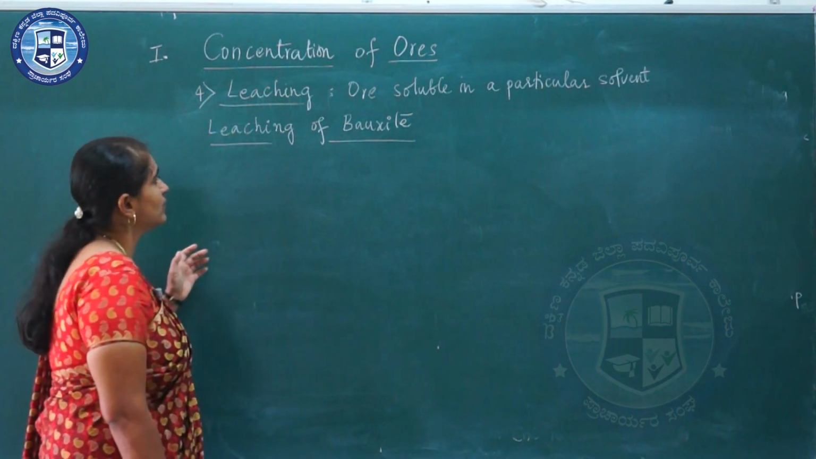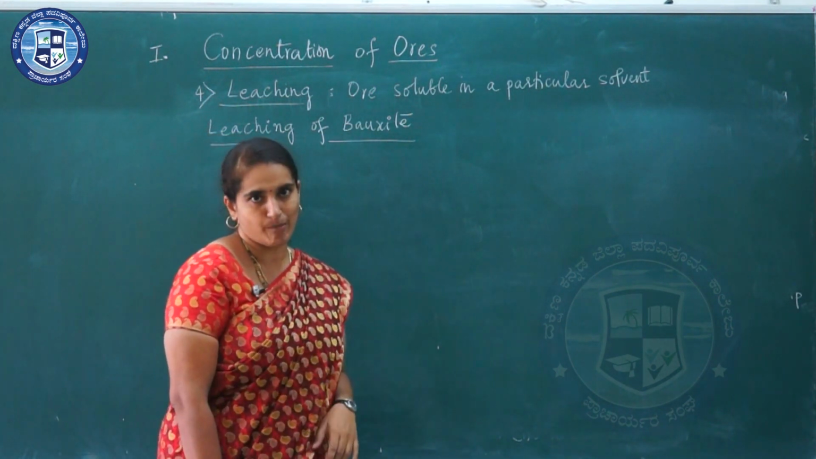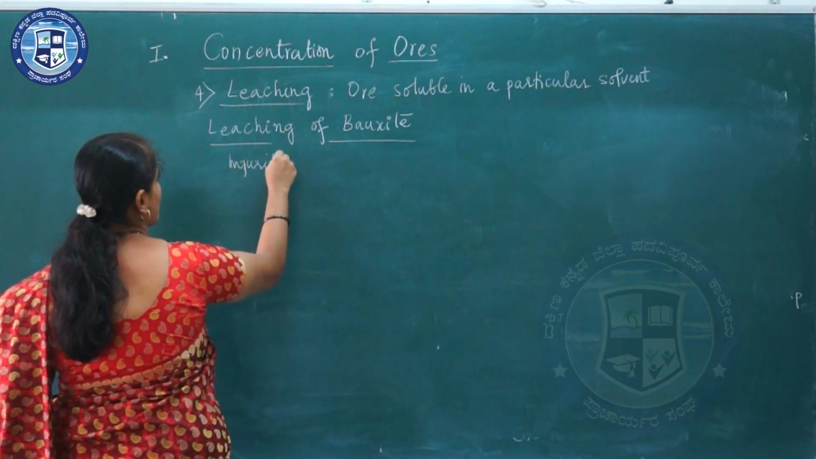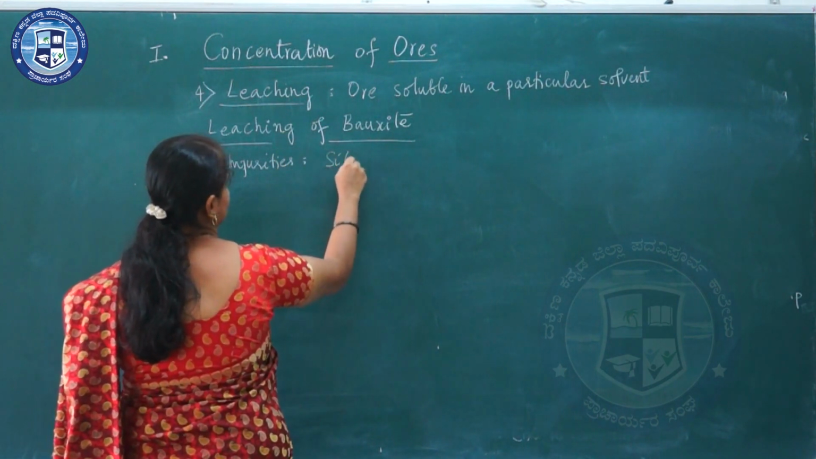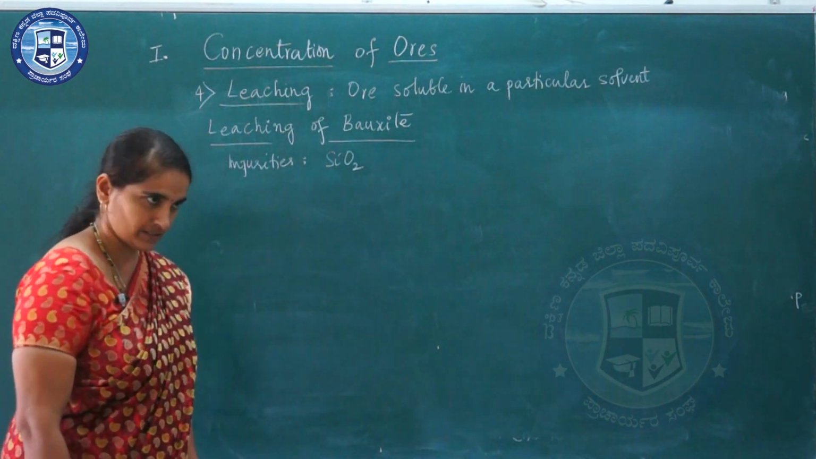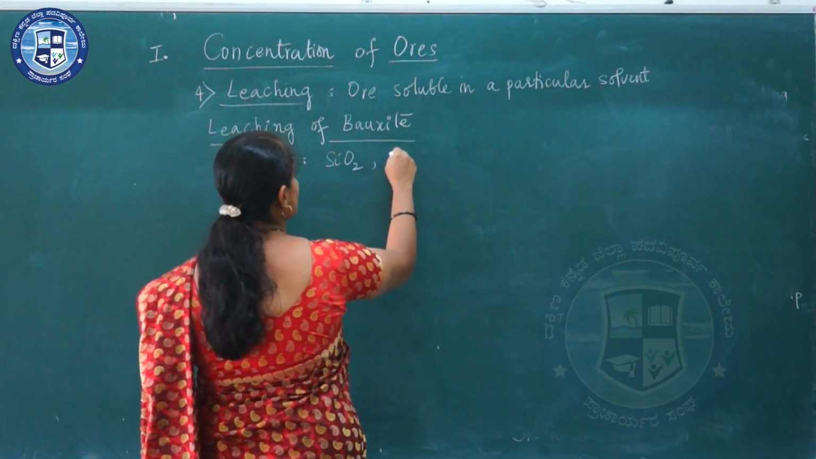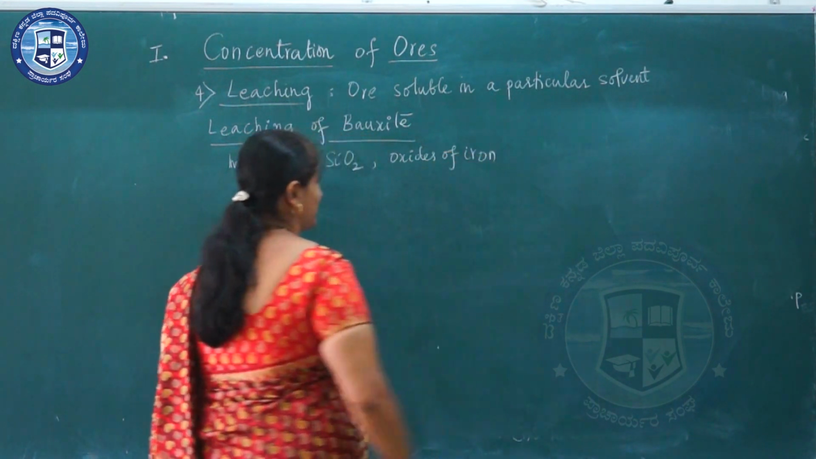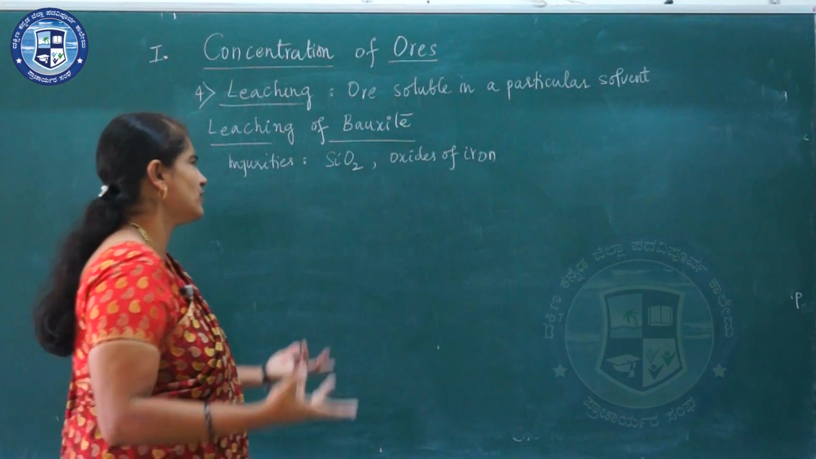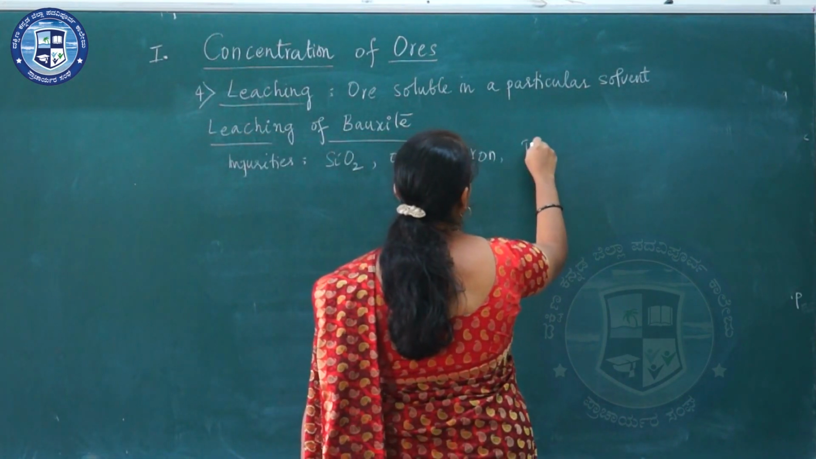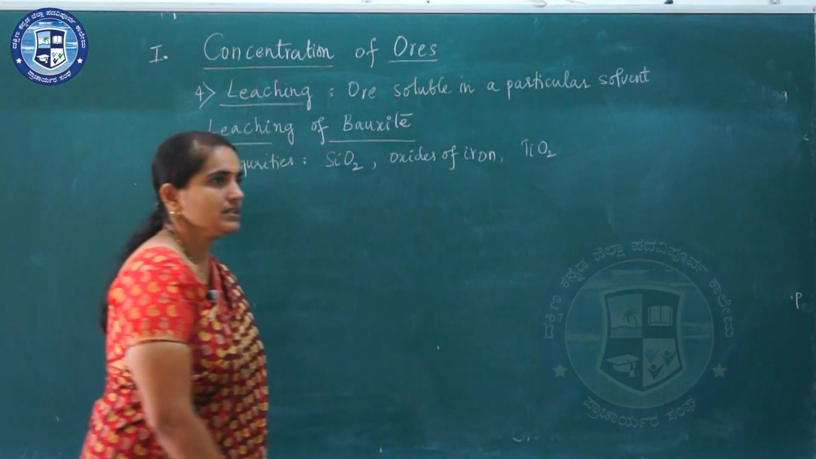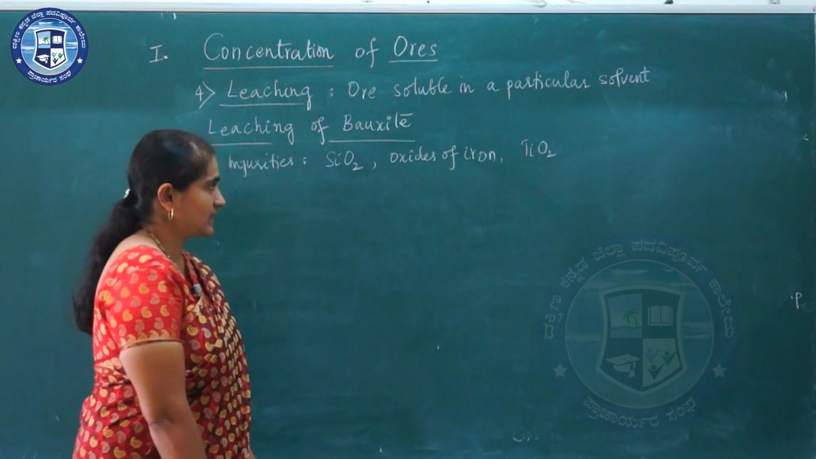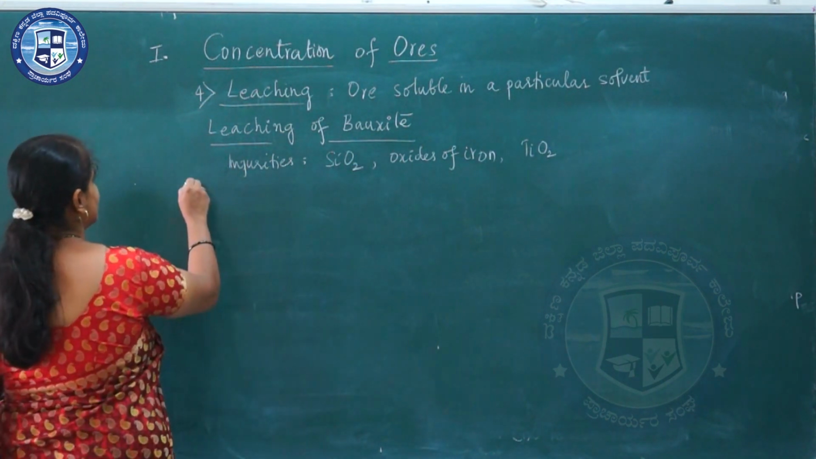Now prior to that, we want to know what are the impurities present in this bauxite. The impurities present are silica, which is nothing but sand or SiO2, oxides of iron, it can be anything, maybe Fe2O3, FeO, Fe3O4, and TiO2, titanium oxide. These are the major impurities present in bauxite. Okay, now what do we do? We will take one by one.